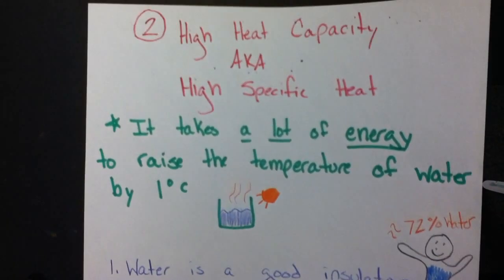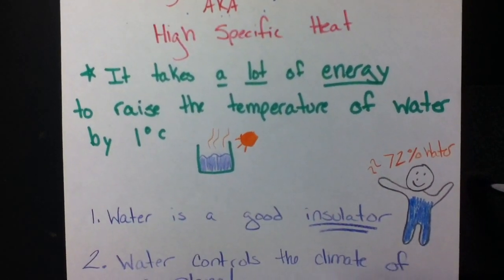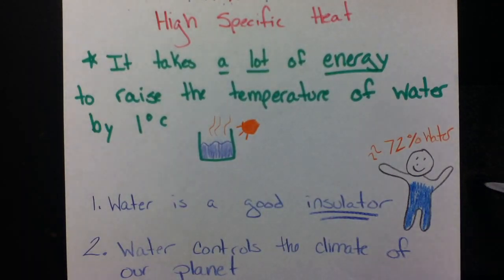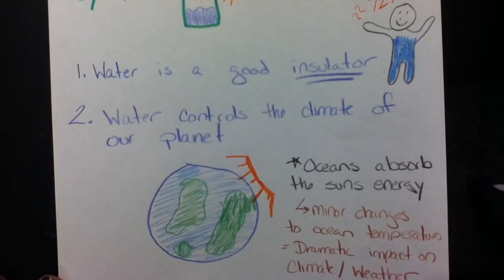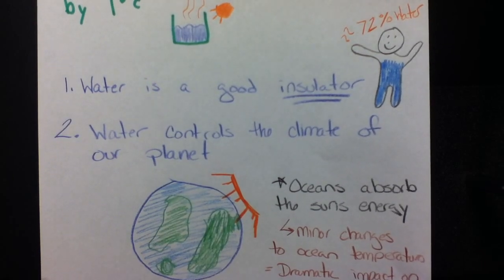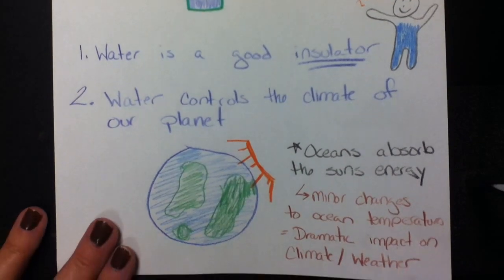Another unique property of water that enables it to support life on Earth is its high heat capacity, also known as its high specific heat. So what this means is that it takes a lot of heat energy to raise the temperature of water by 1 degree Celsius. You would need a lot of energy to raise the temperature of water. This does 2 things. It makes water a really good insulator for living organisms, including us. Our body is 72% water, so it's a really good insulator for all living things. And it also controls the climate of our planet.